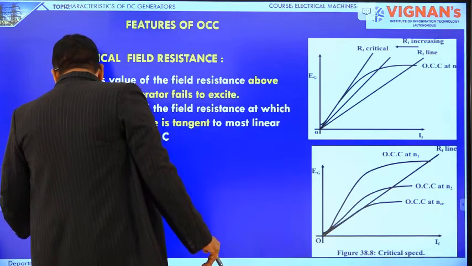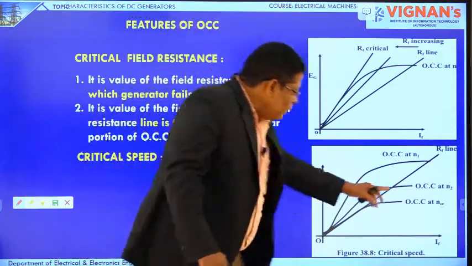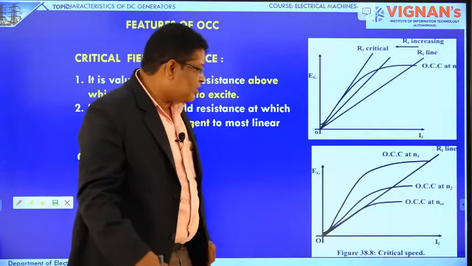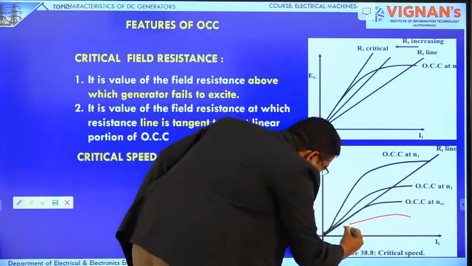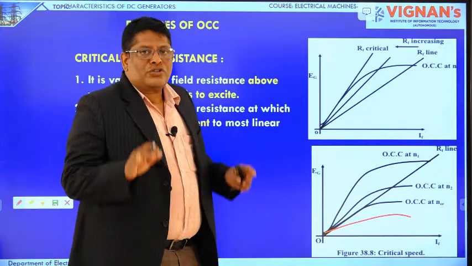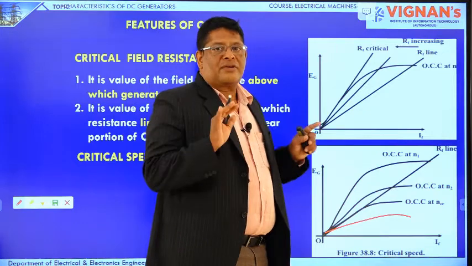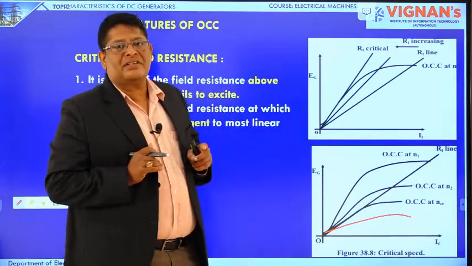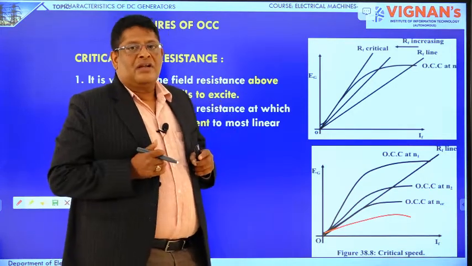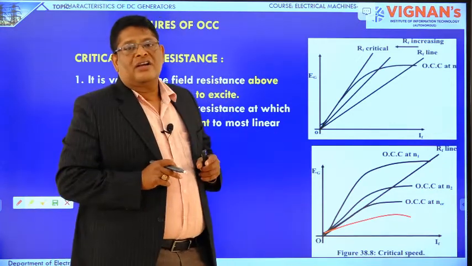If we further decrease the speed of a generator, suppose from this value we further decrease it, what happens? The voltage induced in generator further decreases, and the OCC does not touch the resistance line. If the OCC of generator at a given speed is not intersecting the resistance line, it means that at that value of speed, generator failed to build up a voltage for the given value of the field resistance.